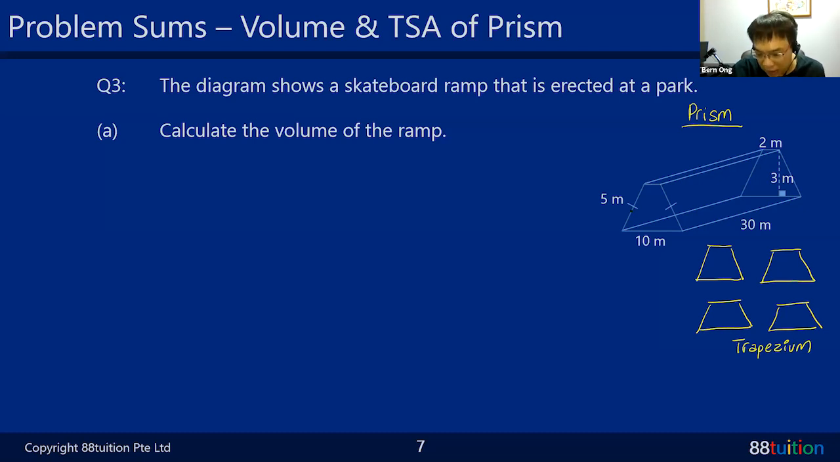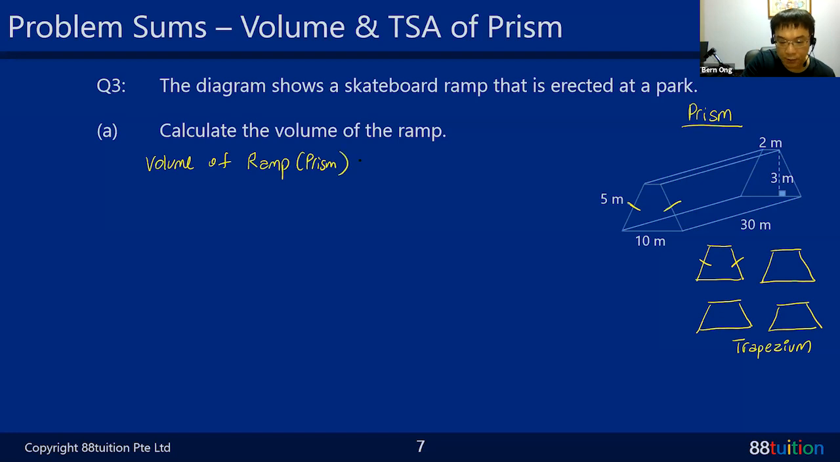And the question gives these two lines, which means they are of the same length. This is an isosceles trapezium. Wow, you are learning how to name all these shapes. Good job. So you need to find the volume of the ramp, a prism. How to find the volume of a prism? Volume of prism, or you can write volume of ramp, which you know is a prism.